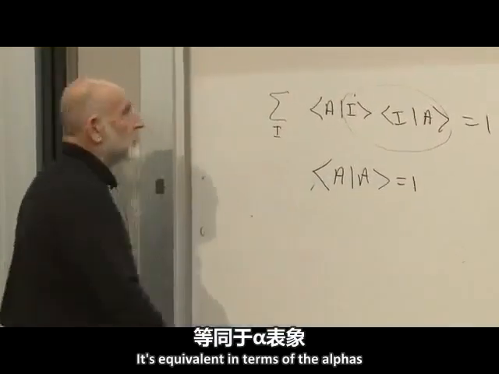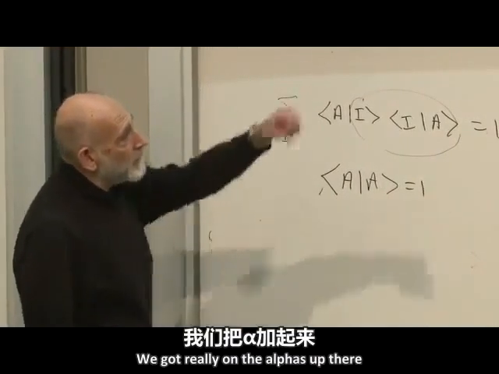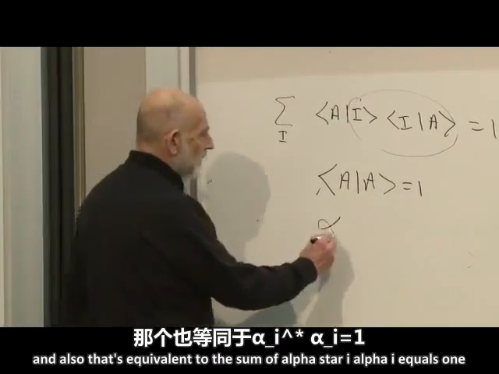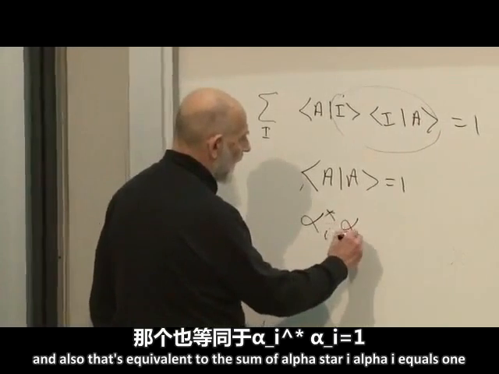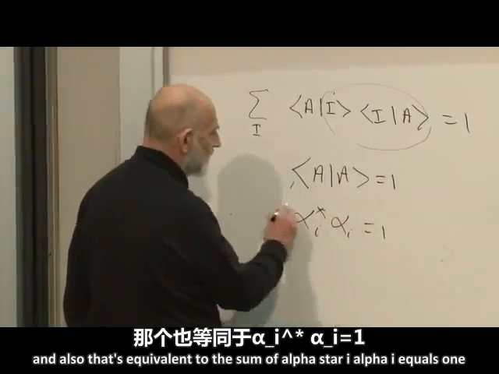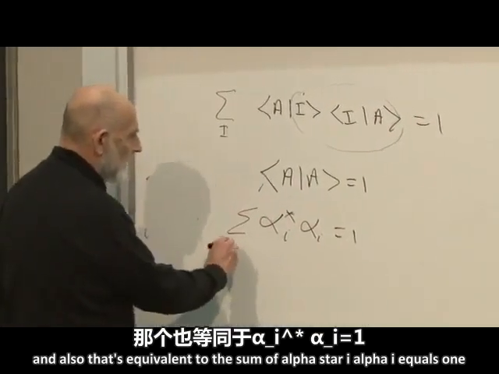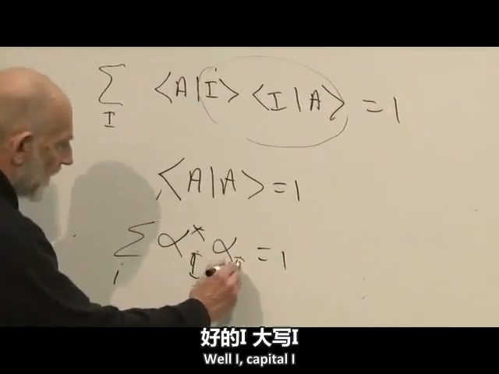It's equivalent in terms of the alphas. The alphas are up there also. It's equivalent to the sum of alpha star I alpha I equals 1. Well, I, capital I.